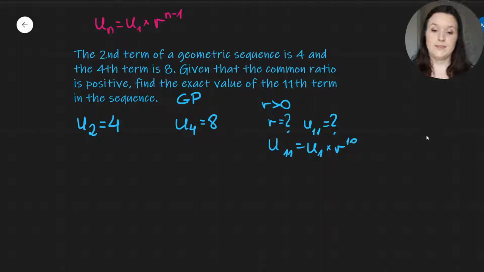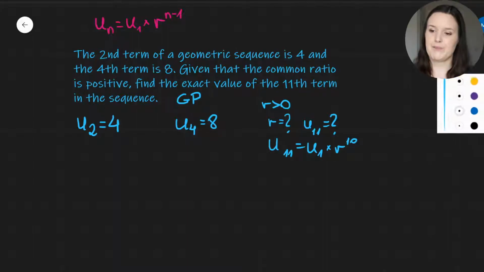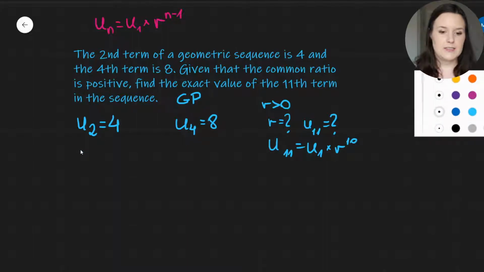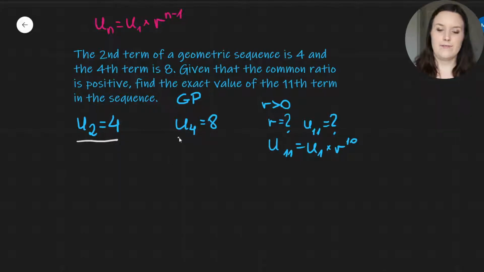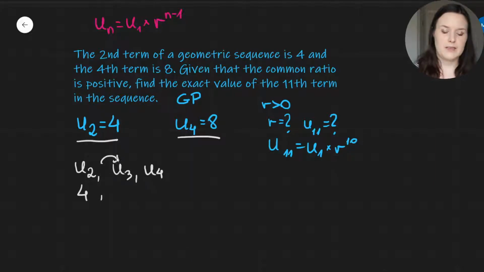Lovely. But I don't have u1, I don't have r. I have to get them first, somehow. But I know that the second term is 4 and the fourth term is 8. And just observe, if the second term is 4, and I know that to get from the second term to the fourth term, I have to multiply the second term by r 2 times.